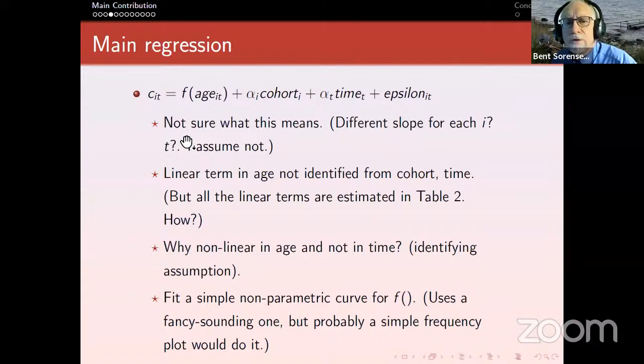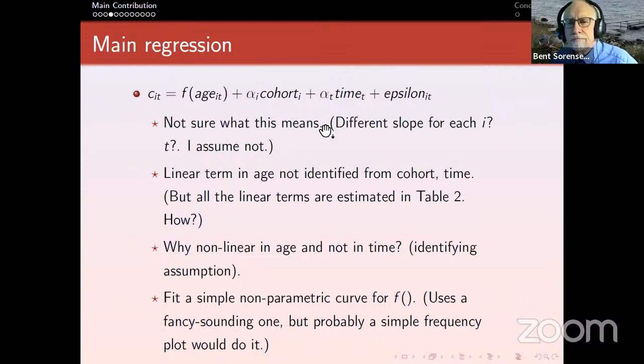So anyway, if we look at this regression here, we regress consumption on a non-parametric shape in age, while we control for cohort, we control for time and epsilon. It's a very confusing notation. Alpha I looks like a fixed effect. I doubt that's what you mean. I think you just mean alpha. And for alpha t, you just mean beta. This is just one coefficient, right? Because as it's written, it doesn't make sense.